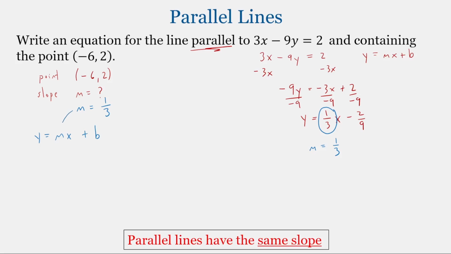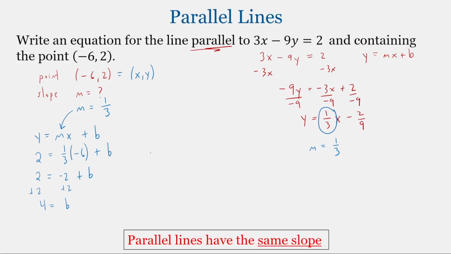Again, we know the slope, and we do know one xy pair, this point we were given. So we can plug those values in. So we have a y of 2 equal to 1/3 times our x value, -6, plus b. So now we have to find b. Well, this is going to give us 2 equal to -2 plus b. And then adding 2 to both sides, we have 4 equal to b.